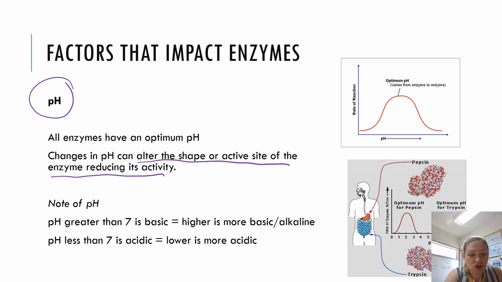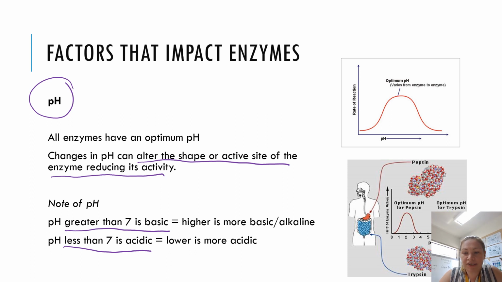Anything that has a pH greater than 7 is basic. Okay, so the higher that number, the more basic or alkaline it is. A pH less than 7 is referred to as acidic, and the lower the number, the more acidic.